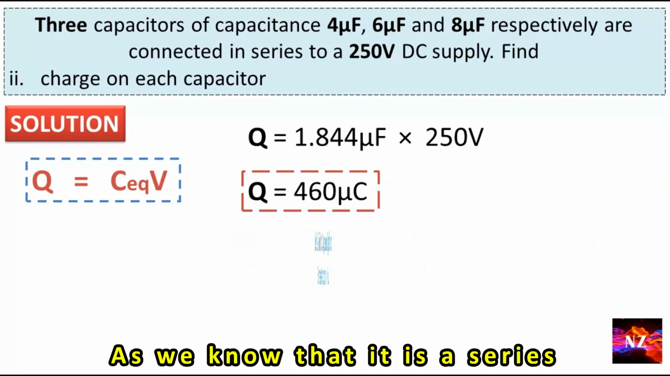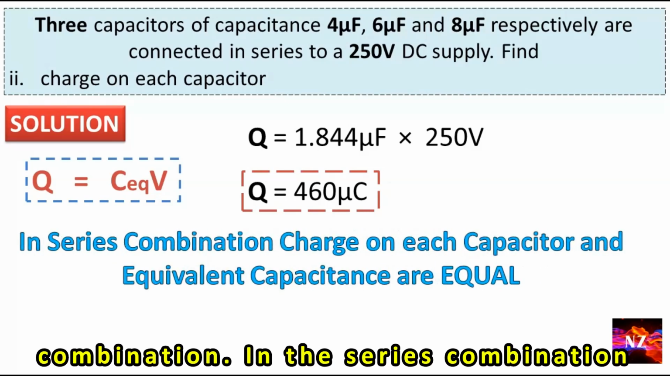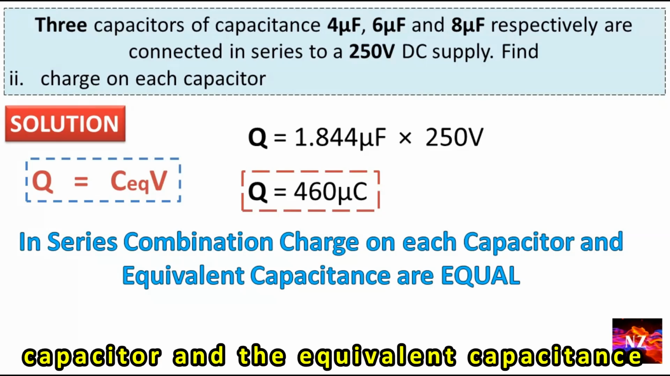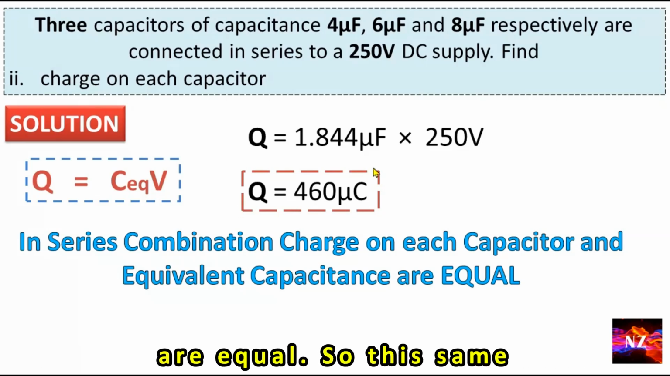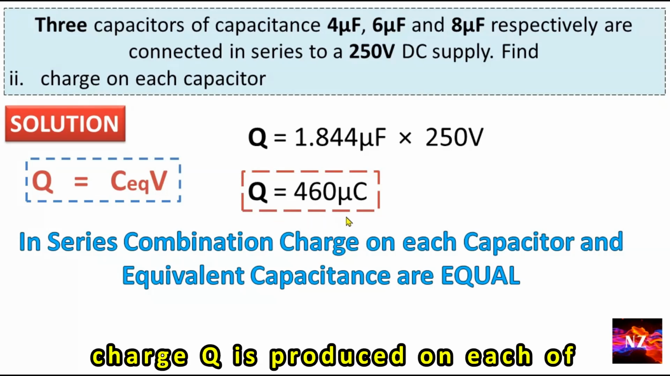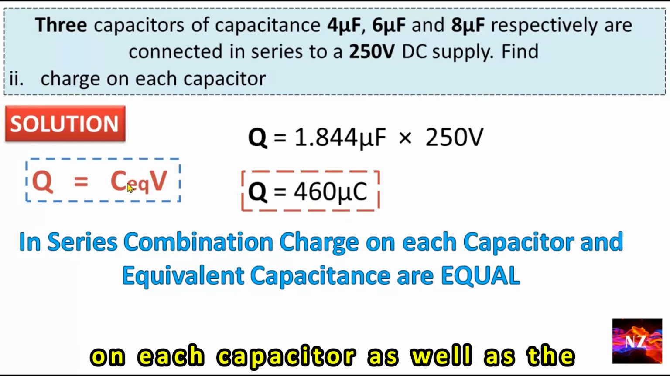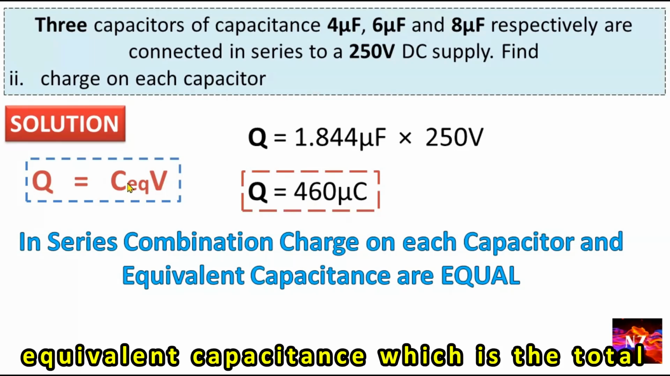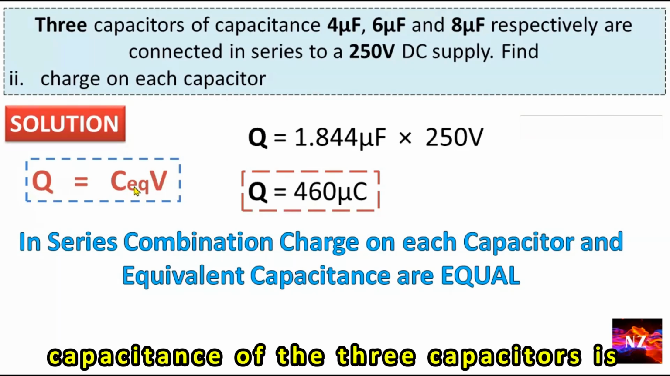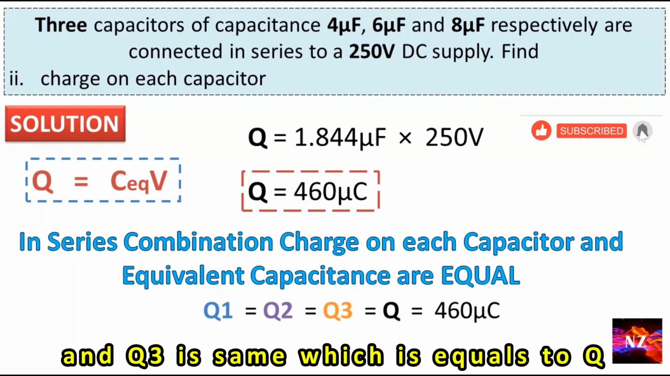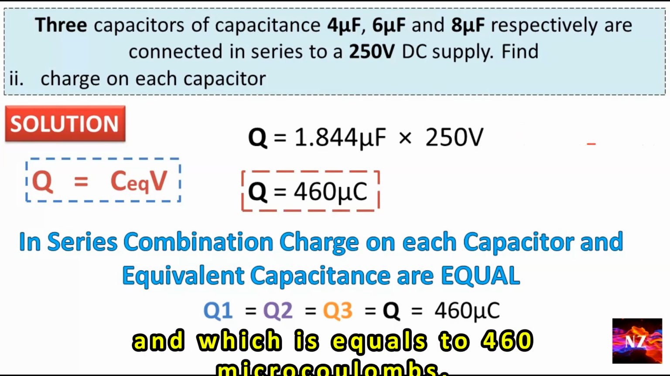As we know that it is a series combination, in the series combination the charge which is produced on each capacitor and the equivalent capacitor are equal. So this same charge Q is produced on each of the three capacitors. This charge is same on each capacitor as well as the equivalent capacitance, which is the total capacitance of the three capacitors. So we can say that the charge on Q1, Q2 and Q3 is same, which is equal to Q, and which is equal to 460 microcoulombs.